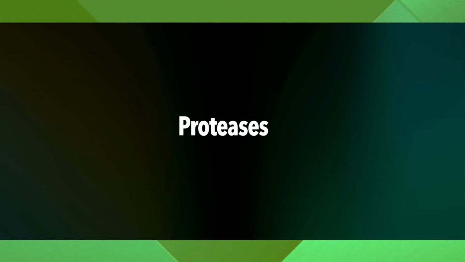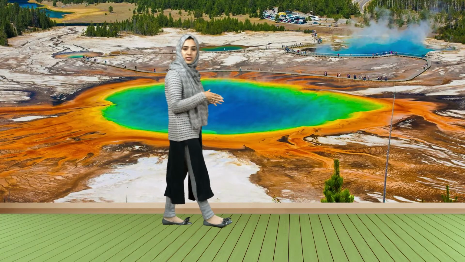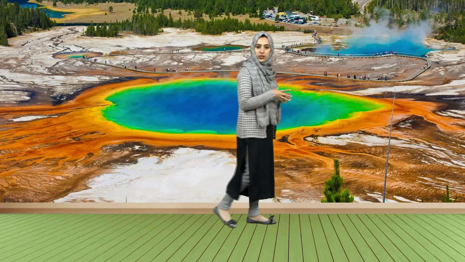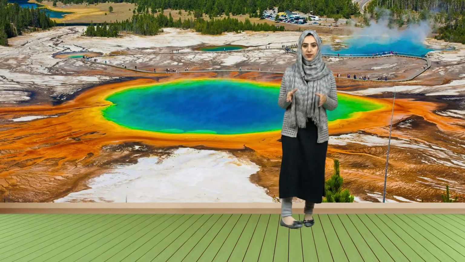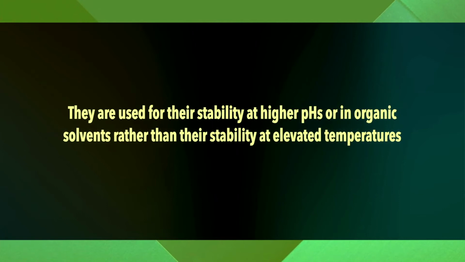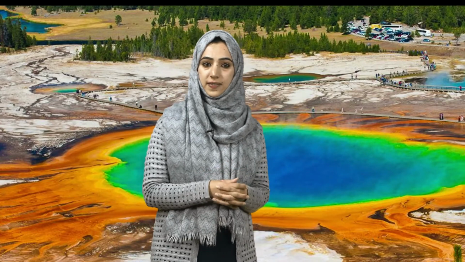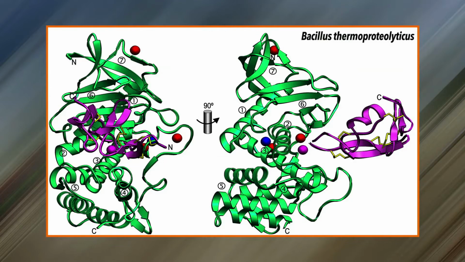Number 1, proteases. Proteases hydrolyze proteins into amino acids and peptides. Thermostable proteases are already used in several industrial processes. In most cases, they are used for their stability at higher pHs or in organic solvents rather than their stability at elevated temperatures. The best characterized thermostable protease is thermolysin, produced by Bacillus thermoproteolyticus.